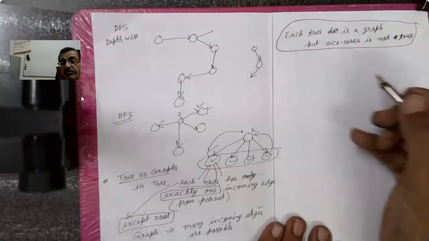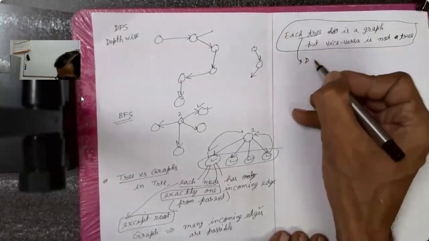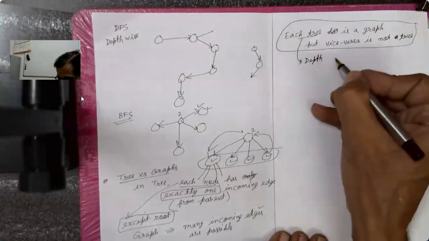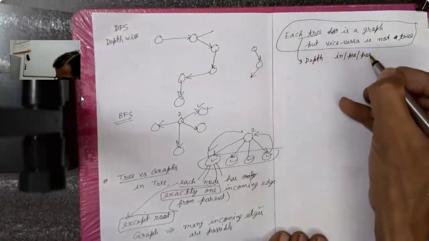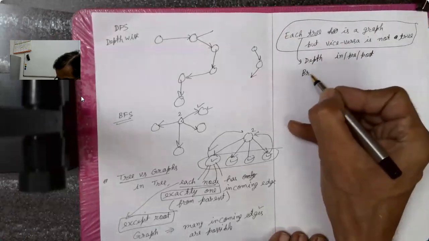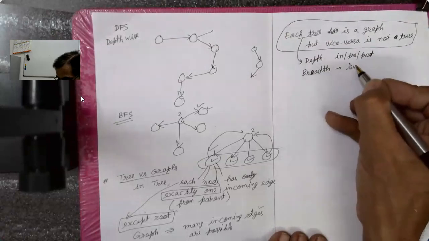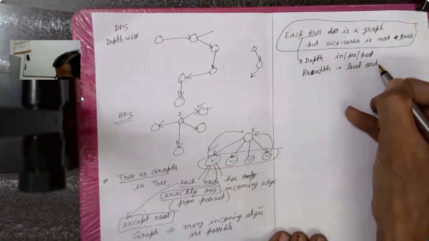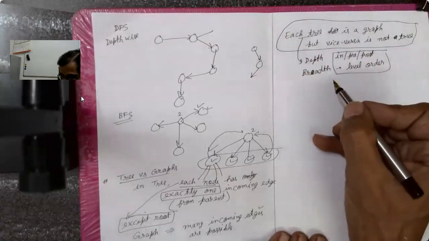So tree and graph have a lot of connectivity. In a tree also, you discussed depth first traversal using in order, pre-order, post-order. In breadth first, effectively you have done the level order. So more or less whatever you have studied there, the similar concepts are applicable in graphs also.